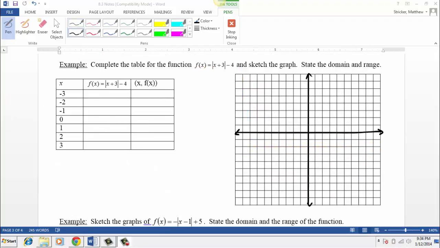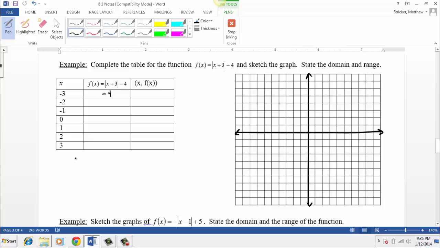Alright, so this example is a bit different than the last one because we have some shifting going on. Let's start out the same way though. Let's take our table of values like we had in the last one, and let's plug in some different x values here. So if we take -3 for example and plug it in, negative 3 plus 3 is 0. 0 minus 4 is negative 4.